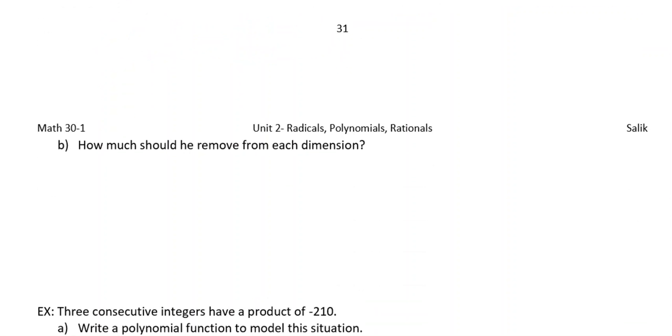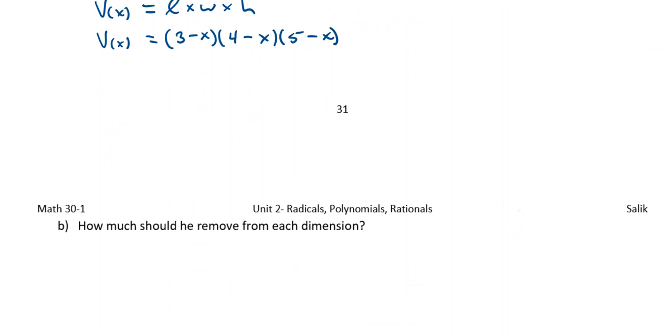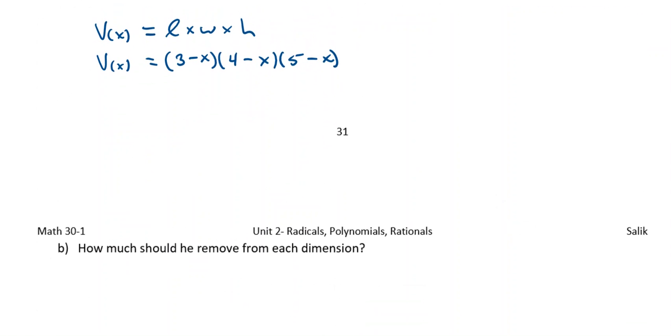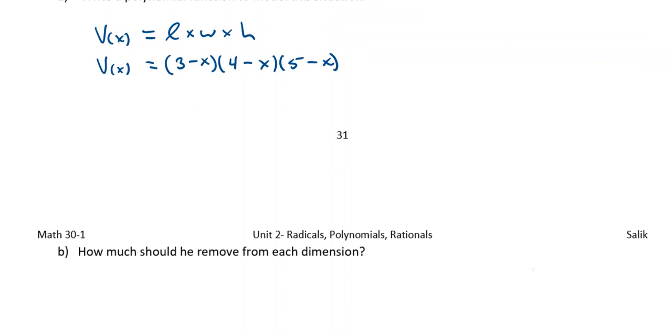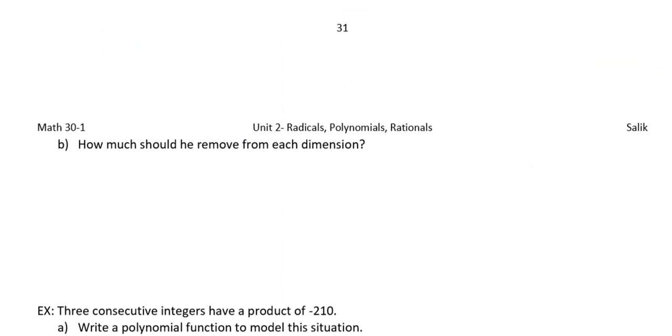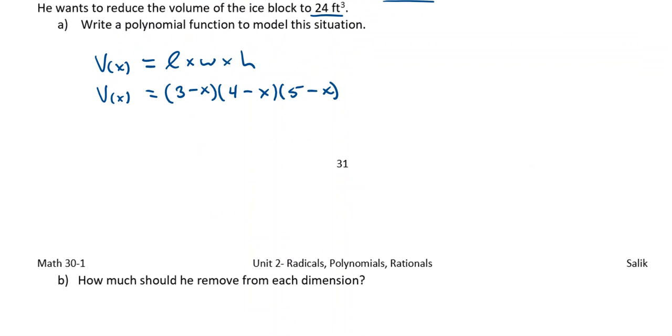Okay, now this is kind of the question that you guys had for your long answer. It says how much should he remove from each dimension? Oh, and sorry, on the last one I should have added a little bit more. It was equal to 24, right? Because we want our volume to be equal to 24 in the end. So when it says how much should he remove from each dimension, what are we wanting to solve for here? X. Yeah, we got to solve for x in this situation, right?